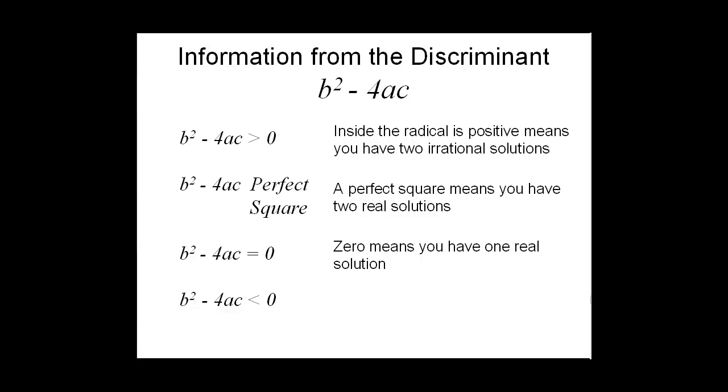And if it's less than 0, because remember this comes under the radical, if you have a number under the radical less than 0, it's imaginary. So you have 2 imaginary or 2 complex solutions. So that's what the discriminant tells you.